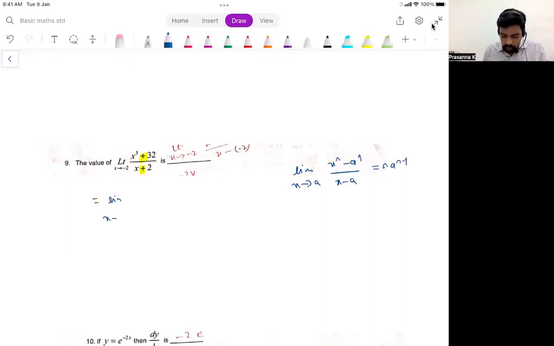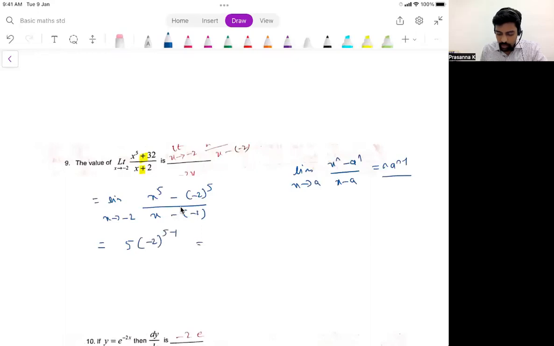So I will write like this, limit x tends to minus 2, x power 5 minus of minus 2 to the power 5, because minus 2 to the power 5 is minus 32. If I multiply this, minus into minus is plus 32 only, and the denominator is x plus 2. Instead of x plus 2, I will write x minus of minus 2. Now if I apply the formula, I will get n into a to the power n minus 1. So that will be 5 into minus 2 to the power 5 minus 1. Simplify this, you will get 80.